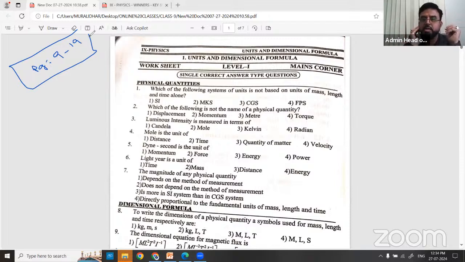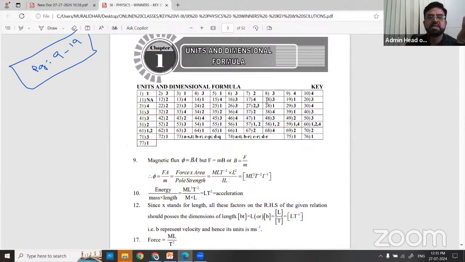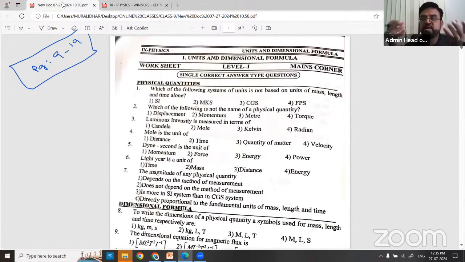You can see here. One important thing before starting: we provided your teachers all the solutions, the key for the entire material. For example, see here, this is the key for the first chapter. I'll explain later. The key is provided for teachers, and I request the teachers to help the students in answering the questions.